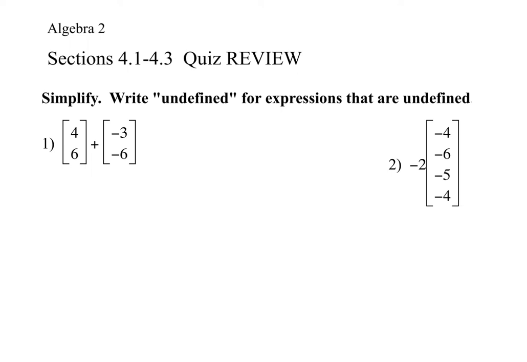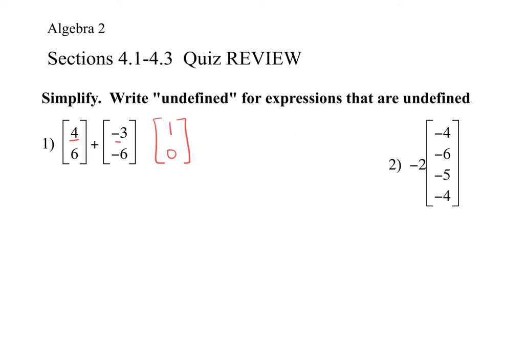So this first one is a 2 by 1, 2 rows by 1 column, 2 by 1, 2 rows by 1 column. I can add them. And the adding piece or the subtracting piece is rather simple. You add the elements. I'm going to add 4 plus negative 3. That will give me a 1. 6 plus negative 6 will give me a 0. That is my answer. So adding and subtracting, you're literally adding the elements that are inside. And the only way you can do that is if they line up.